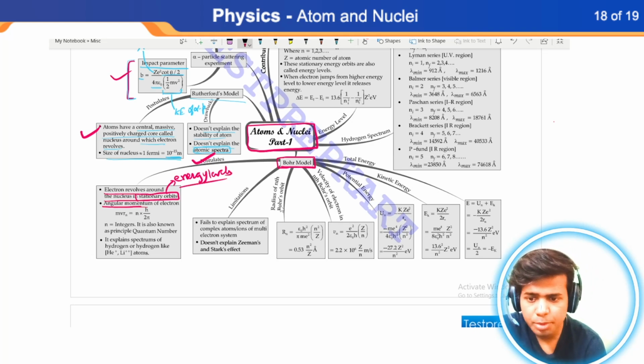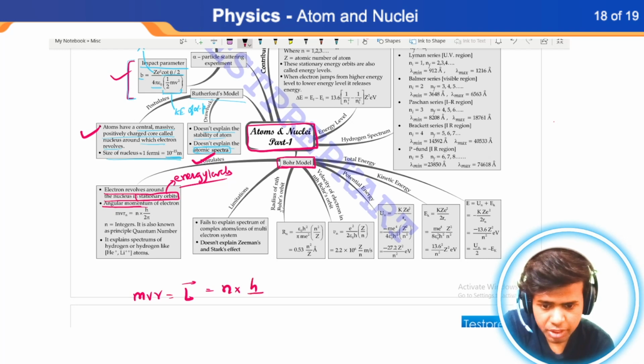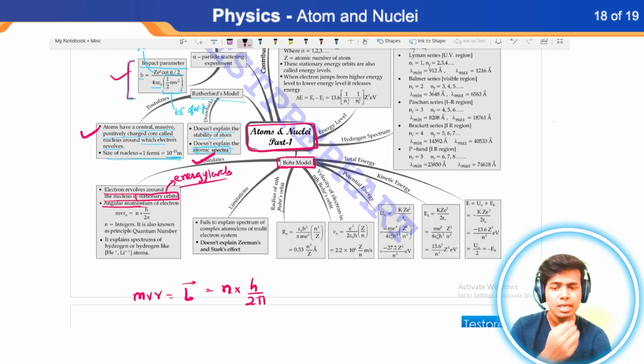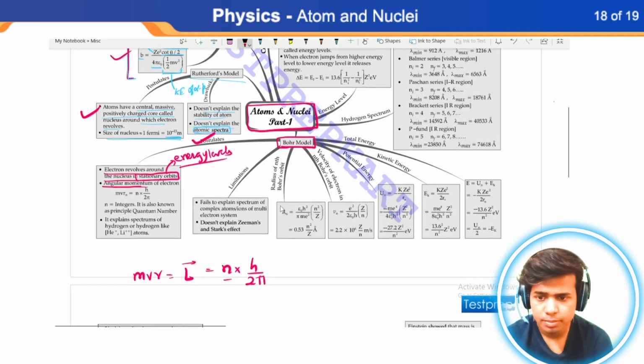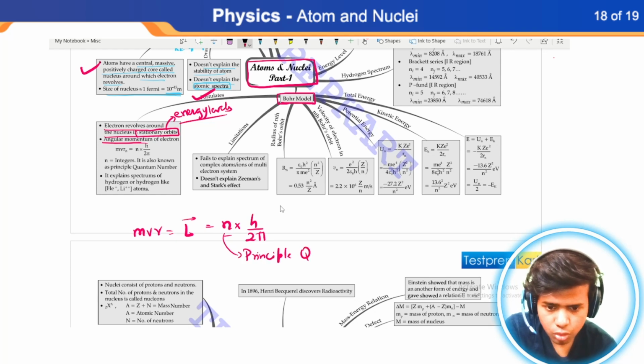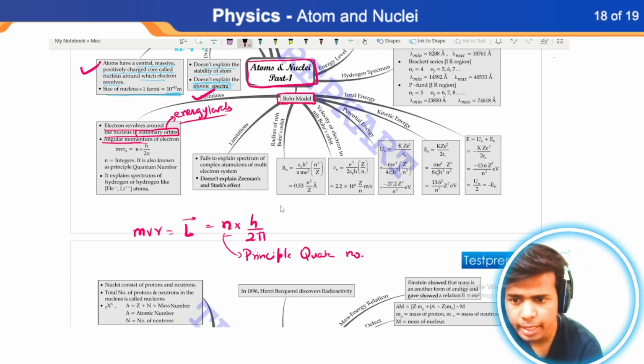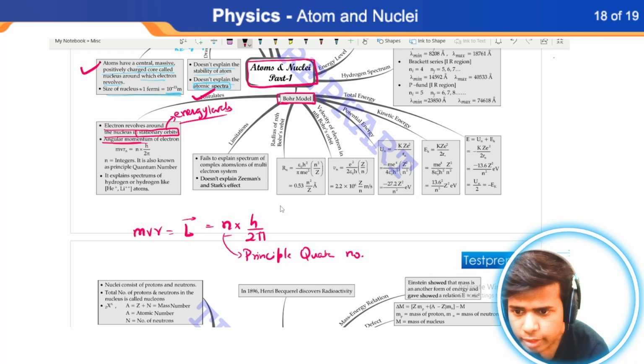And as per the angular momentum, what is the angular momentum? mvr is equal to L is equal to n into this constant h by 2 pi. So h by 2 pi is the basic smallest angular momentum that can exist, and n is the principal quantum number. All right. So this is the quantization of angular momentum.